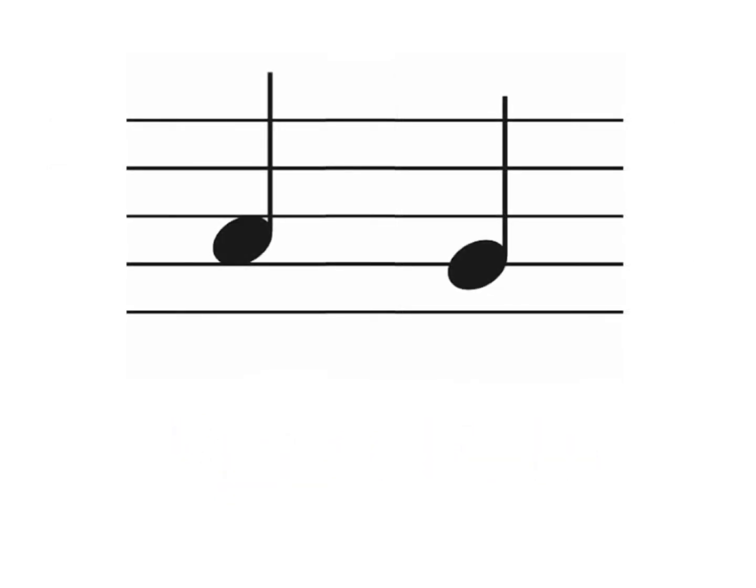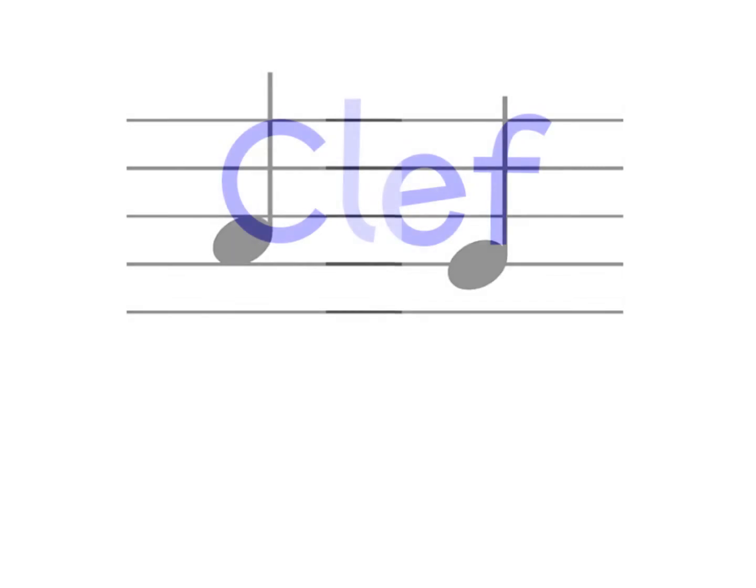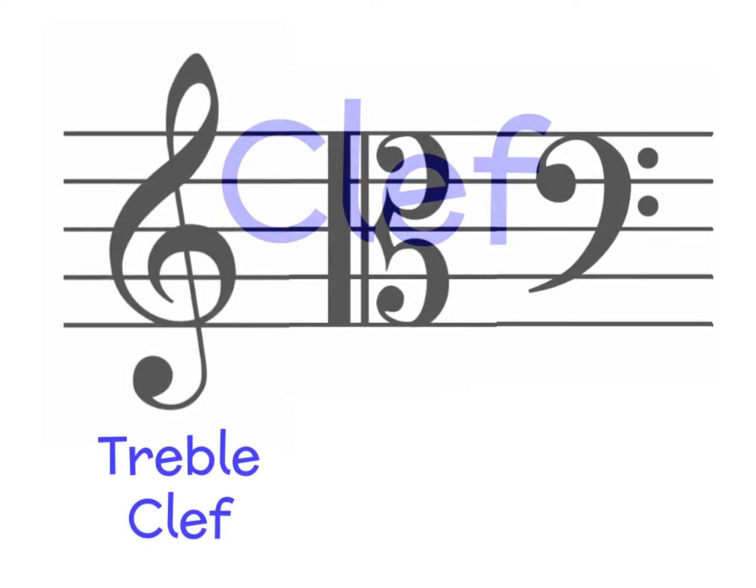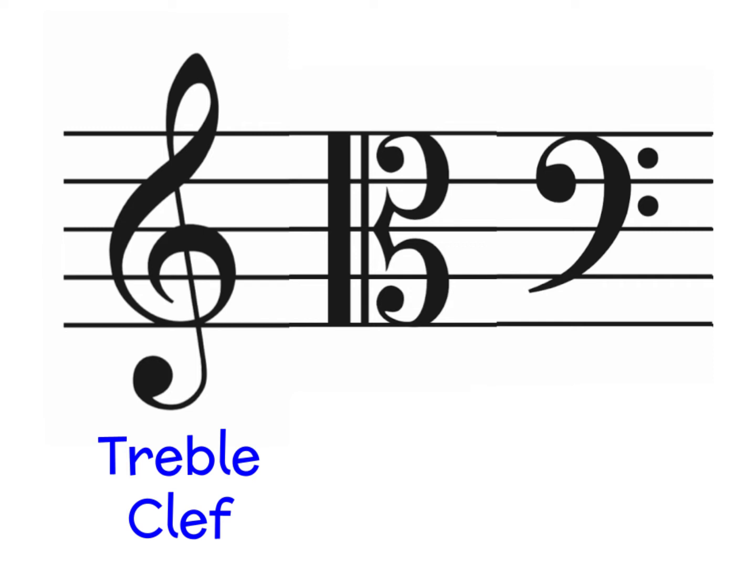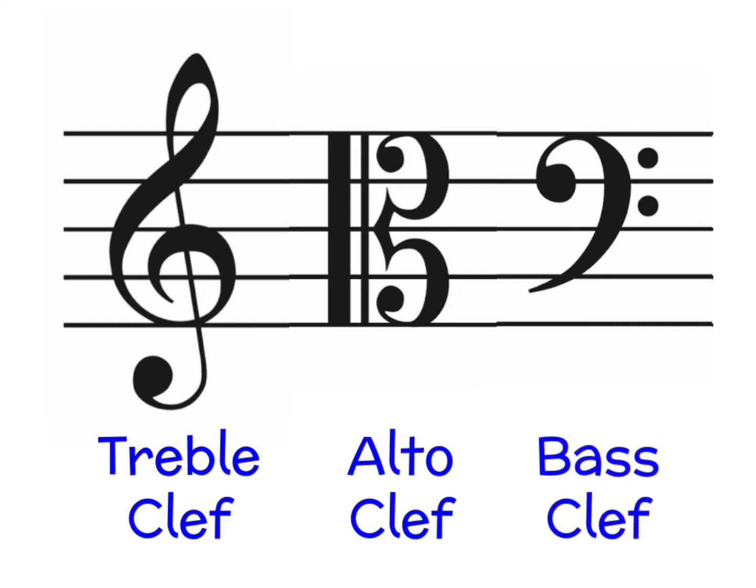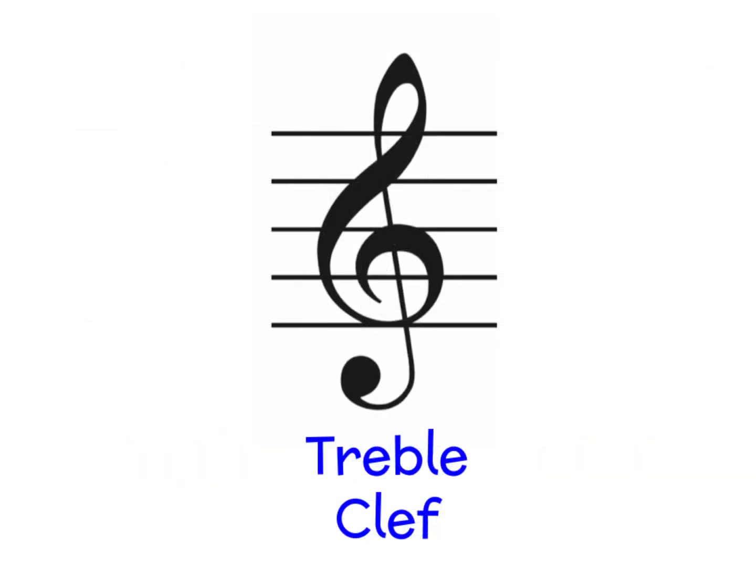But how do we know which note is an A or a B or a C? That's where the clef becomes so important. The clef indicates a certain system for where each pitch is placed on the staff. The treble clef is generally used for higher sounding instruments like violin or flute. The alto clef is for middle-ranged instruments like the viola. Cello and string bass players read the low notes written in the bass clef. In this video, we'll focus on the treble clef.